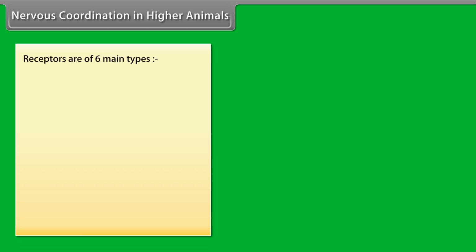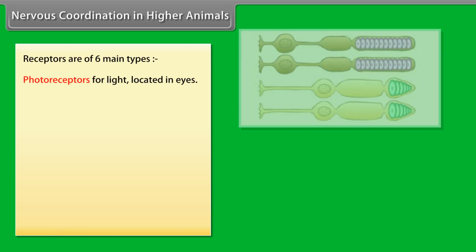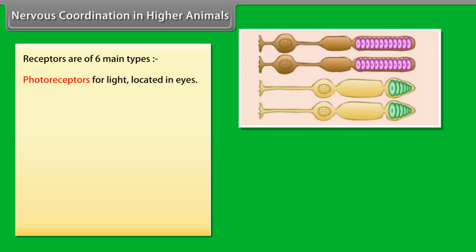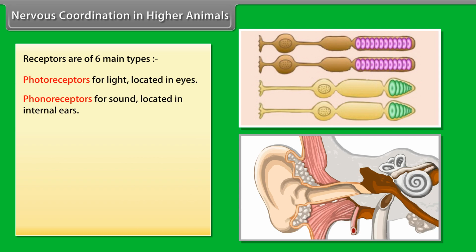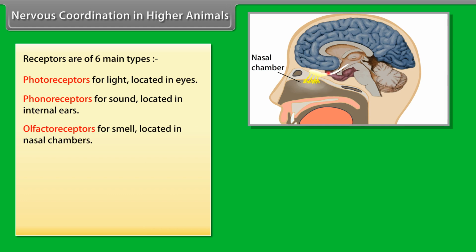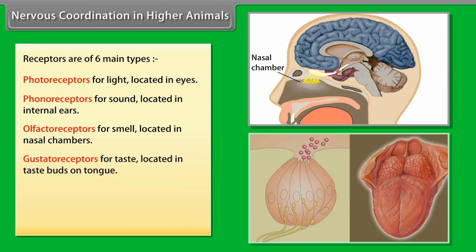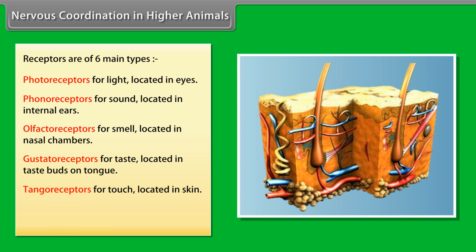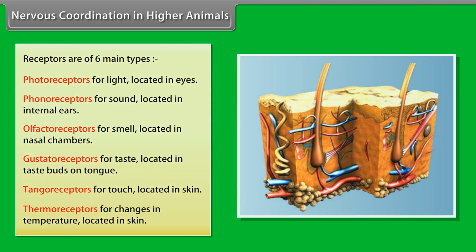Receptors are of six main types. Photoreceptors for light located in eyes. Phonoreceptors for sound located in internal ears. Olfactoreceptors for smell located in nasal chambers. Gustatoreceptors for taste located in taste buds on tongue. Tangoreceptors for touch located in skin. Thermoreceptors for changes in temperature located in skin.